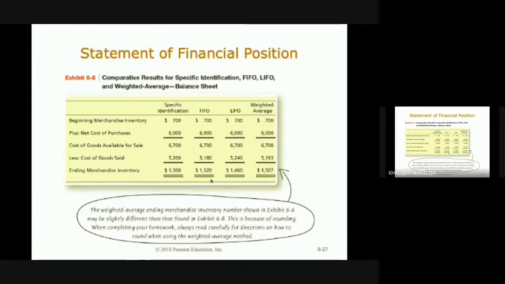Again, under LIFO the cost of goods sold is the most recent, which is the higher cost. So your ending inventory is the old costing, the earlier cost, which is the lowest cost. So that's why your ending inventory under LIFO is lower. And weighted average is always in the middle.